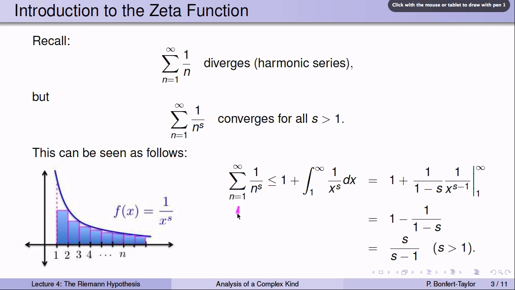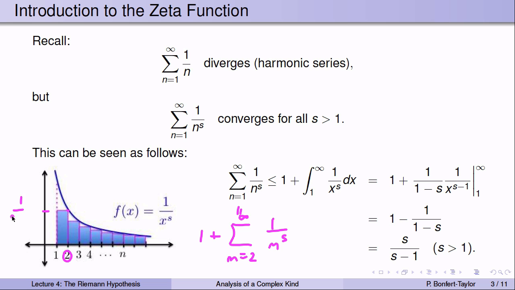The sum of 1 over n to the s could be broken up into the first term, which is 1 over 1 to the s, plus the sum from n equals 2 to infinity of 1 over n to the s. For n equals 2, I get 1 over 2 to the s. Here's a graph of the function 1 over x to the s. In particular, 2 is this number right here, and so 1 over 2 to the s is this value right there.